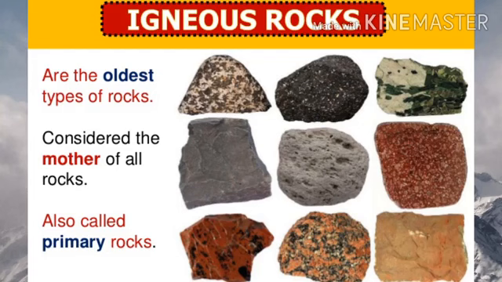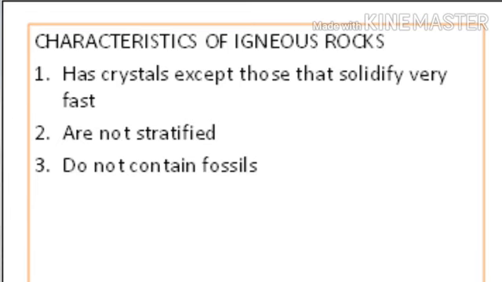These rocks do not have layers and do not contain any fossils because they are formed by cooling and solidification of molten magma. Rock materials in which life forms do not survive. Number 2. Igneous rocks are hard and compact. All igneous rocks are crystalline in nature. And number 3. They are termed as primary rocks because other types of rocks are formed directly or indirectly from igneous rocks.